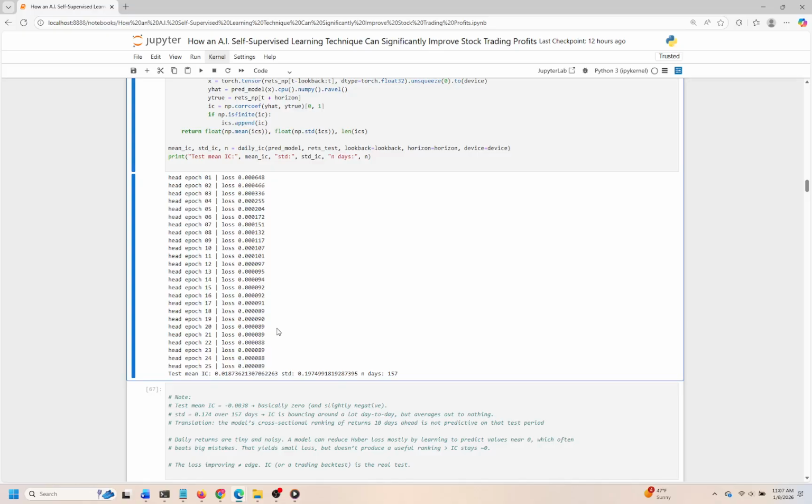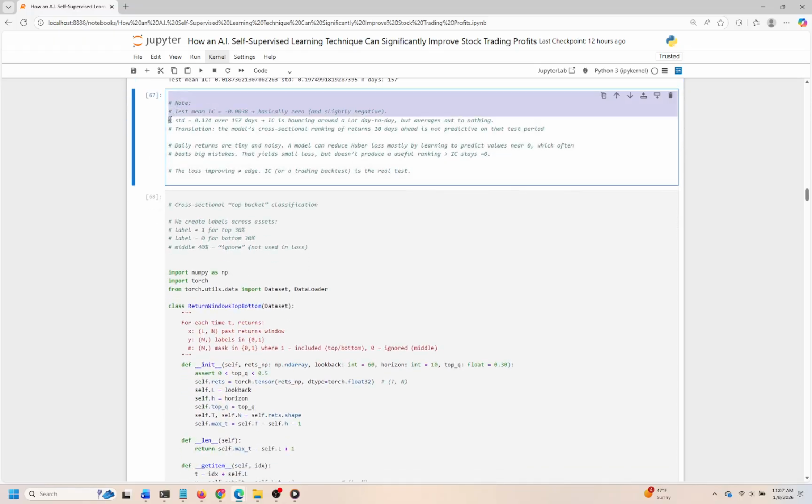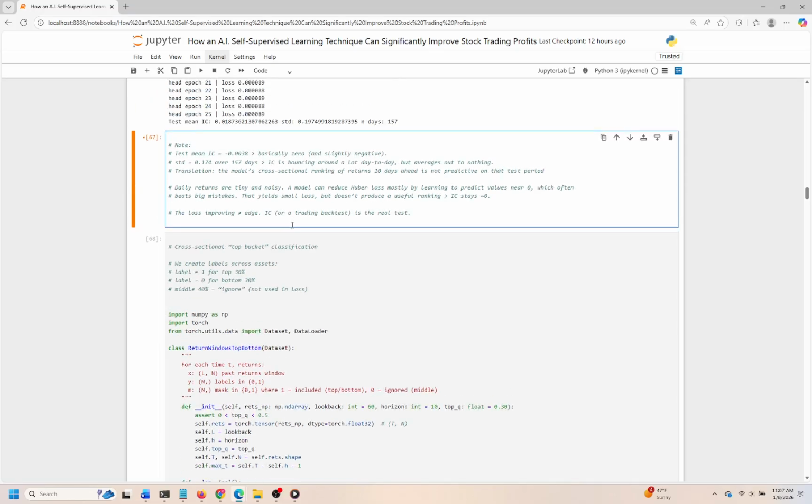Cell 7. In this cell, we're focusing on the performance evaluation of our predictive model through the information coefficient, or IC, which is a critical metric in assessing its effectiveness. Here, we observe that the test mean IC is approximately 0, specifically negative 0.0038. This suggests that the model's ability to rank returns 10 days into the future is not providing any predictive power within the selected test period. To break this down further, the reported standard deviation of 0.174 over 157 days indicates that while the IC fluctuates, it remains around 0, highlighting the day-to-day volatility but overall lack of predictive consistency.